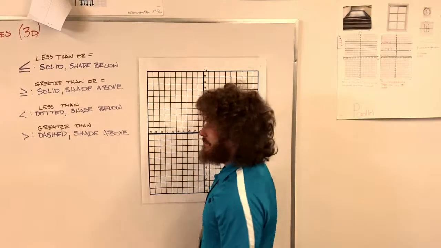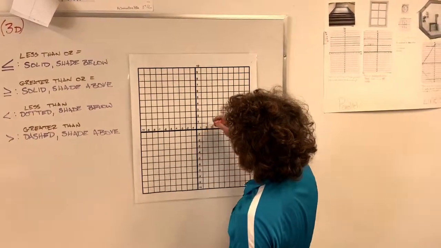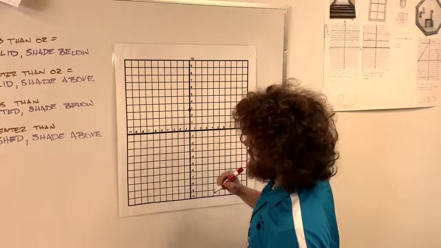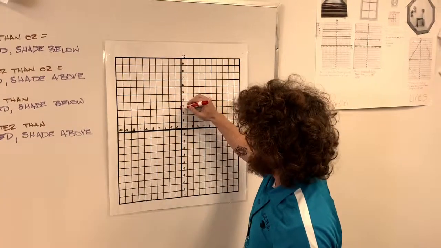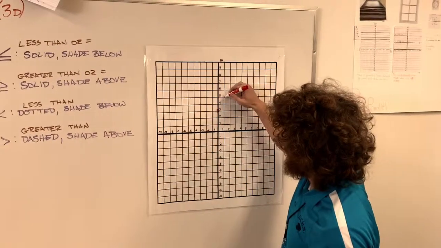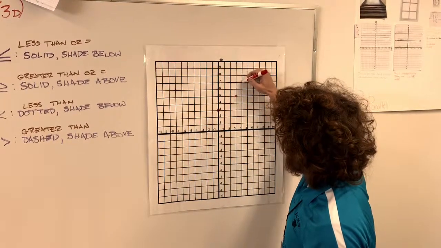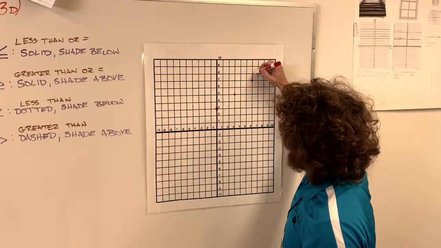Now it is time to graph our inequality. We will start with our intercept at 3 and put a point. We now must check our slope, which is 2/3. We go up 2 and right 3. Do it again. Up 2, right 3.